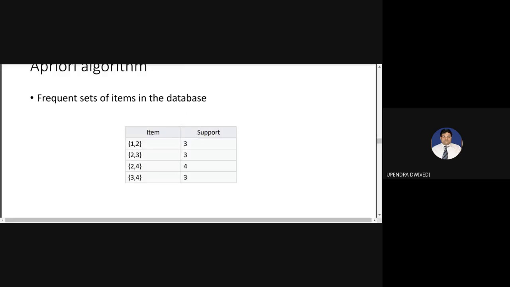So the final conclusion of your problem is the frequent sets of items in the database are 1 comma 2, 2 comma 3, 3 comma 4, and the highest requirement of the item set is 2 comma 4, which has a support of more than 4.